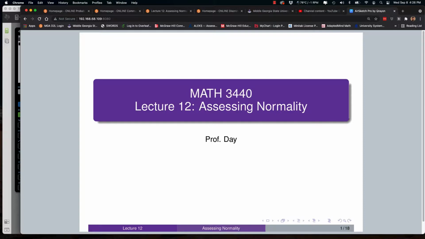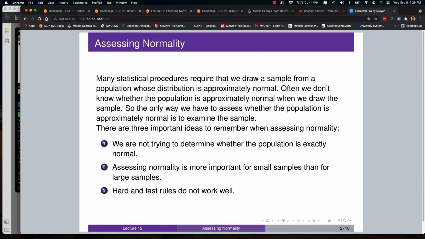Assessing normality is a big, important part of the pre-process after you've collected your data, before you can do other processes. And we do that graphically. As I said, many statistical procedures require that we draw a sample from a population whose distribution is roughly normal. Often we don't know whether the population is approximately normal when we draw a sample. Very rarely do we. So the way to assess whether the population is truly normal or not is to examine the sample, and specifically graphically examine the sample.